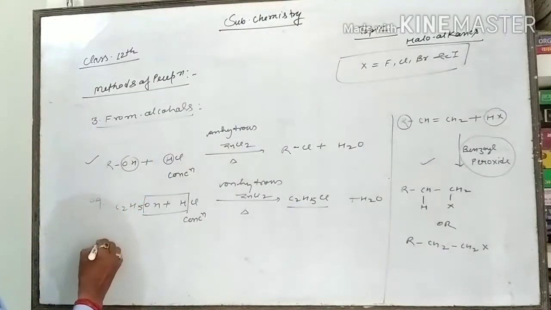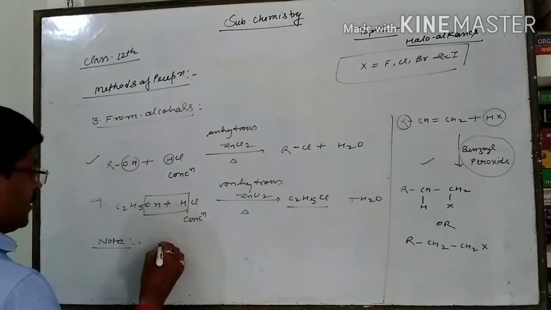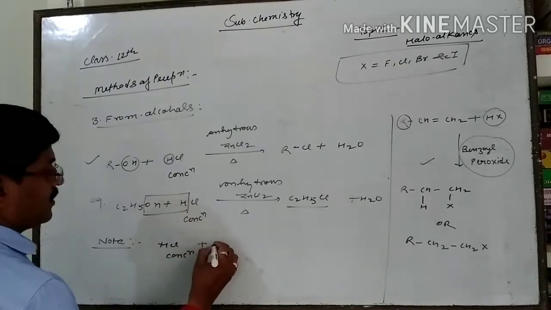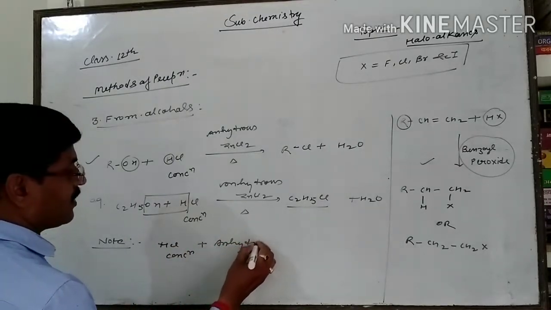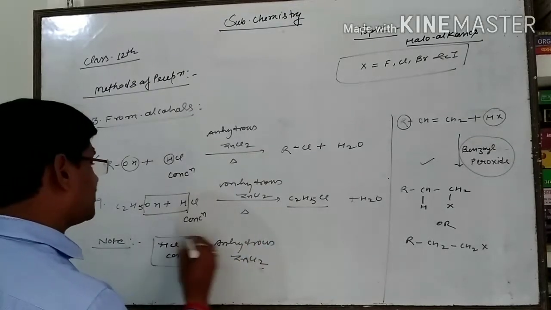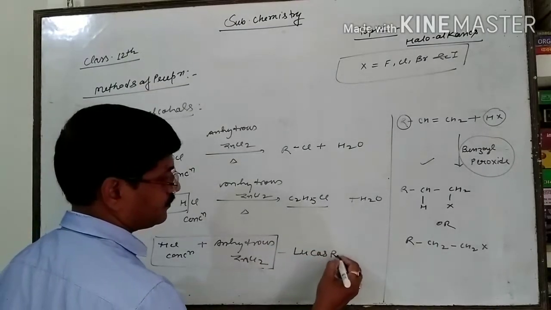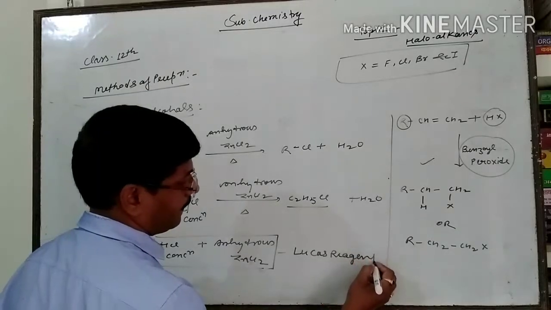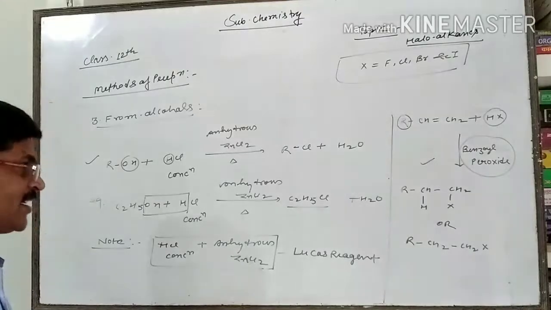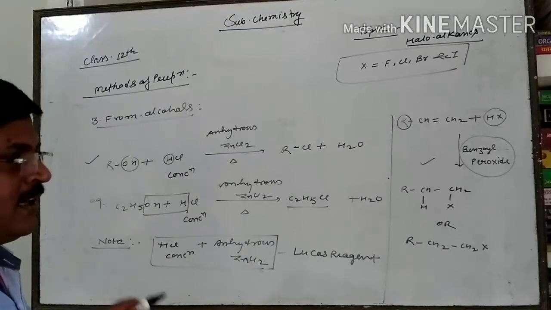And one thing that's very important, HCl in concentrated form with anhydrous zinc chloride. This is known as Lucas reagent. It means in presence of Lucas reagent, alcohol on heating gives alkyl halide.